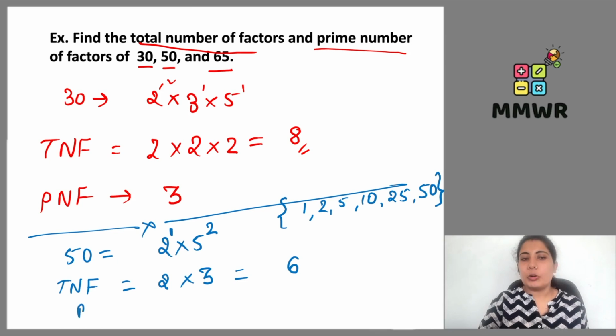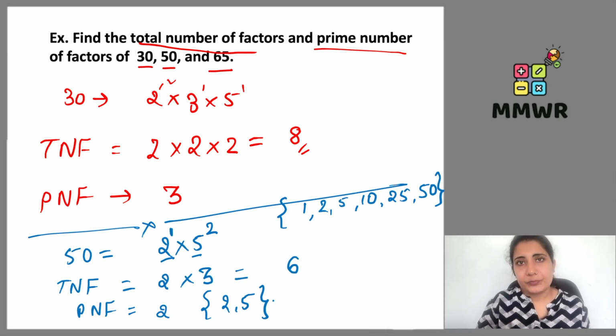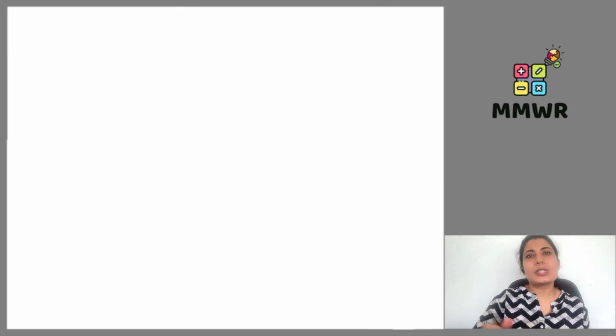Out of these 6, how many of them are prime factors? Only 2, which are 2 and 5. So only 2 prime factors are there, 2 and 5 out of 6. And 4 of them will be composite factors. Similarly, we can do it for 65 also. So let's do it for 65.